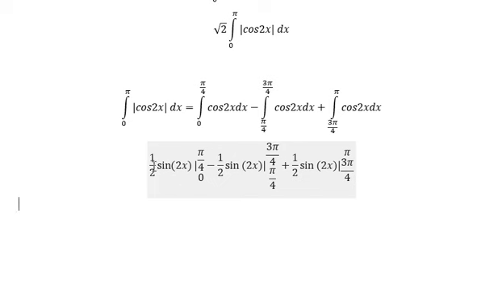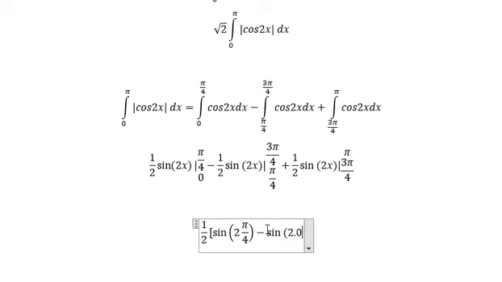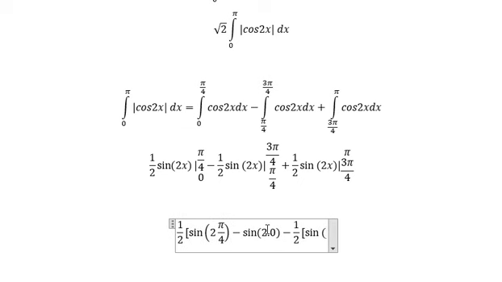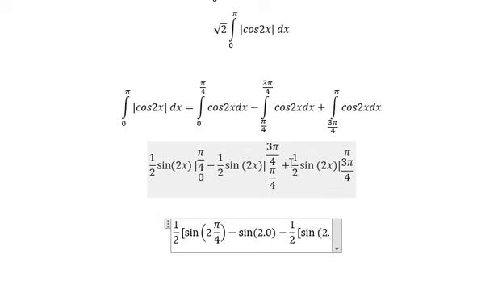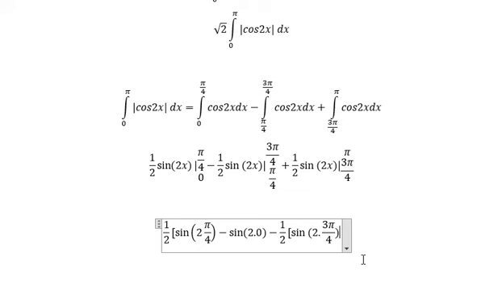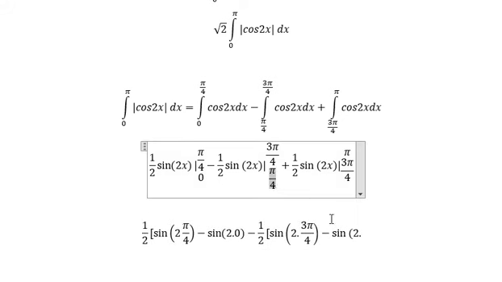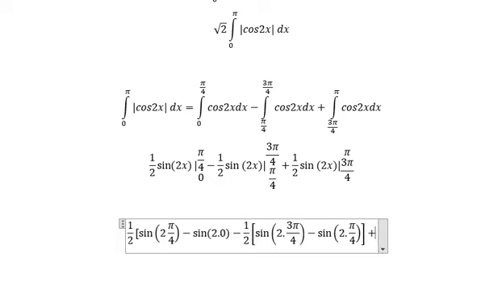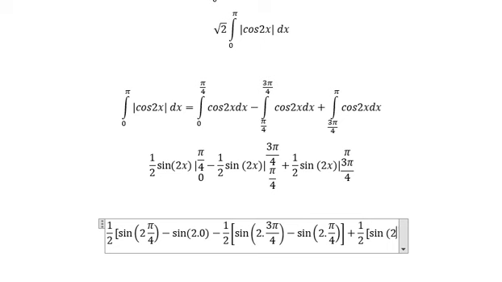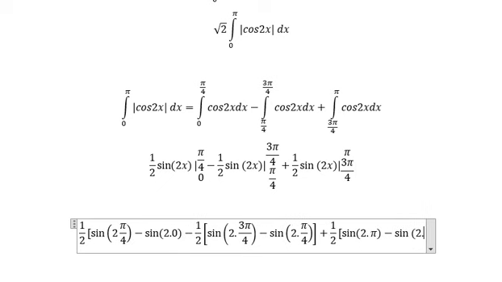And now we get the final answer for the first one. We just put b over 4 minus sine of 2 multiplied by 0. Similar for the next one, I will put sine of 2 multiplied by 3b over 4 minus sine of 2 multiplied by b over 4. And the last one is positive 1 over 2 sine of 2 multiplied by b minus sine of 2 multiplied by 3b over 4.